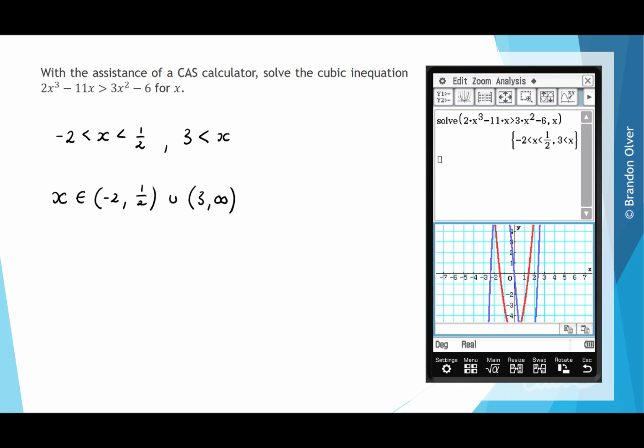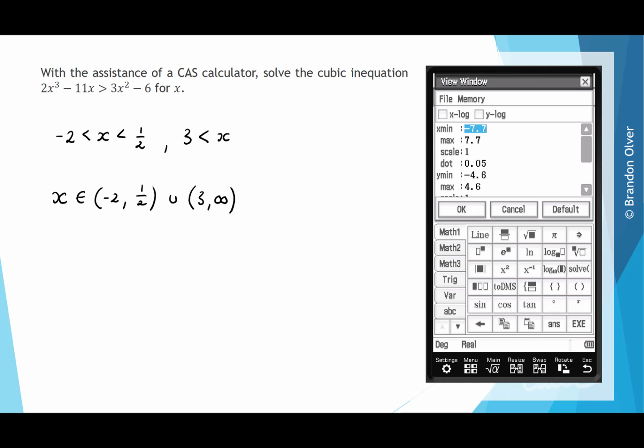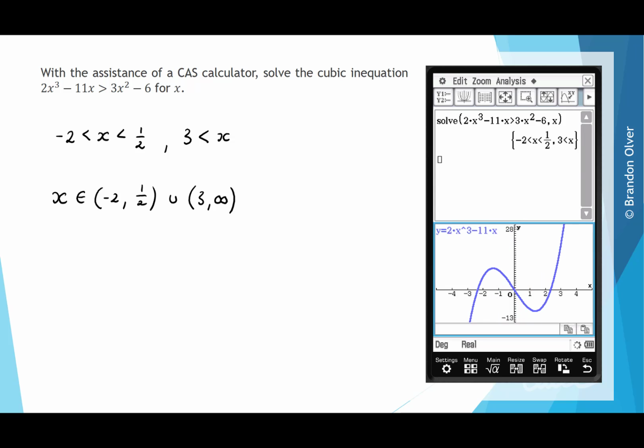To do that, we need all parts of the graph to be shown. So we can click the 4 arrows at the top of the screen to resize the graph screen. And we can go from an x minimum of negative 5 to an x maximum of 5. We can go from a y minimum of negative 15 to a y maximum of 30. Clicking OK shows us all the key features and intersections of those two graphs.